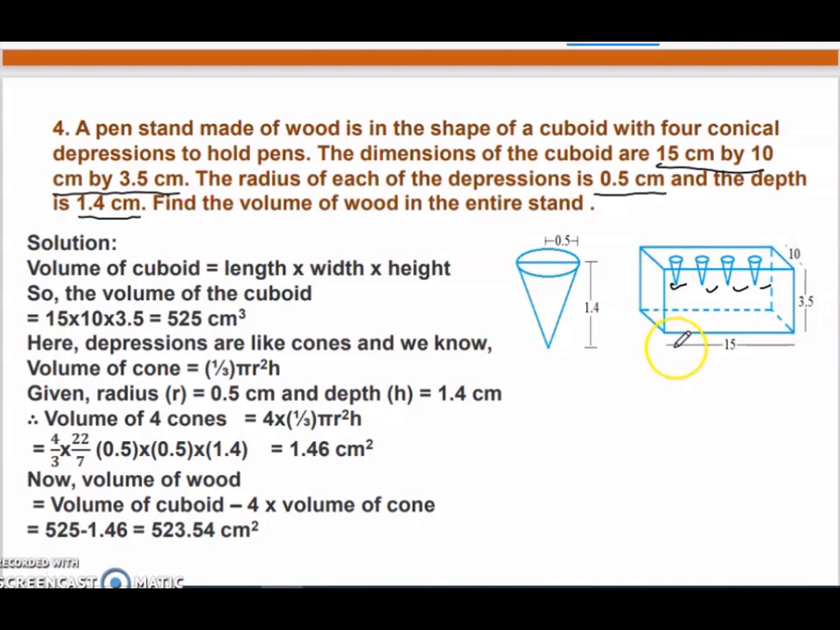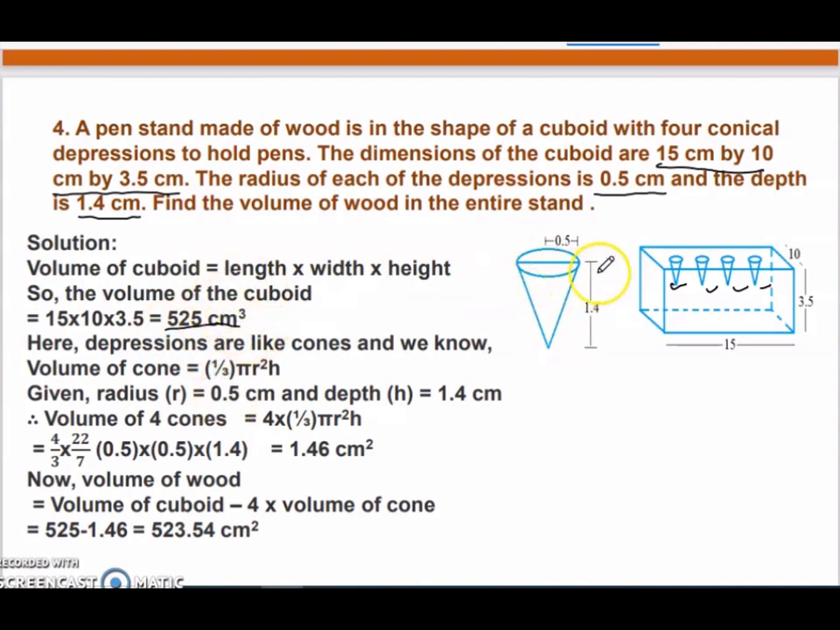So volume of the entire wood will be volume of this cuboid minus volume of these conical depressions. You have to find volume of one of these cones, multiply it with 4, and that has to be subtracted from volume of the cuboid. Volume of the cuboid you can find by multiplying length into breadth into height, LBH. So that will come out as 525 centimeter cube. This is volume of the cuboid.